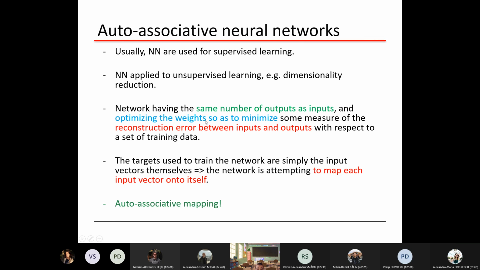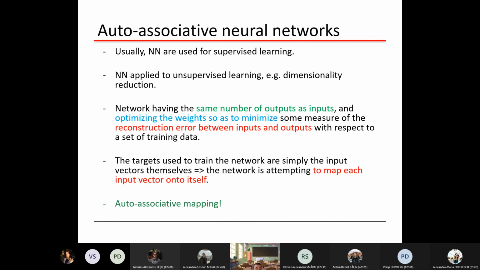They have the same number of outputs as inputs, and we would like to optimize the weights of the network so as to reconstruct the outputs as being the inputs that are given to the network. So actually the targets that are used to train the network are simply the input vectors themselves, and basically the network will try to map each vector onto itself.